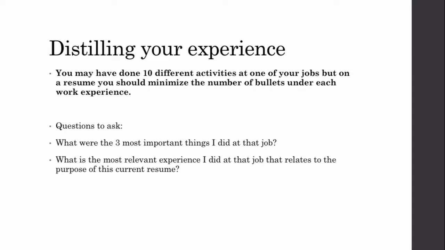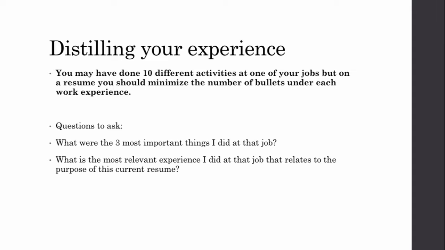And you can do this. You can take the existing resume that you have now, and if you have too many bullets, or even if you have too few bullets, you might only have 1 bullet under a certain job, you might want to go through each of those jobs and ask yourself, what were the 3 most important things that I did at that job? Or important experiences that I got at that job? Or important skills that I developed at that job? And then you might want to ask next, what is the most relevant experience that I did at that job that relates to the purpose of this current resume that I'm building?